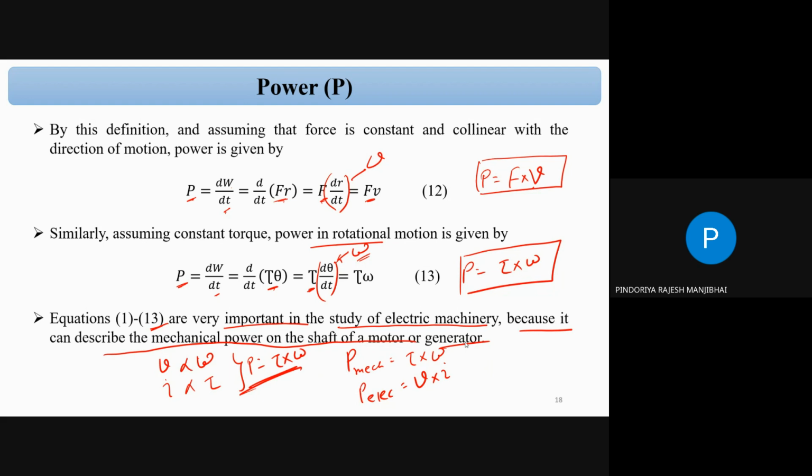Yes. Any confusion? Any doubts till now? Yes, student.